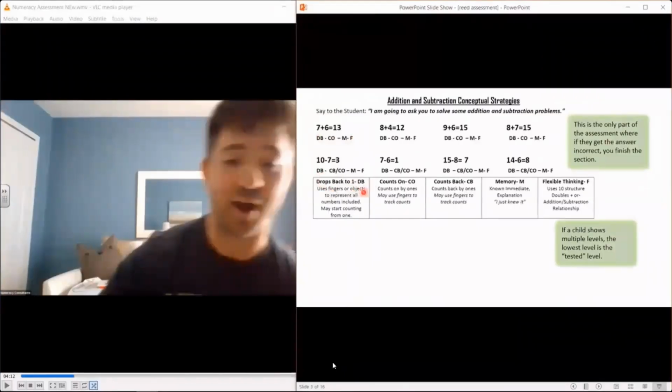It says uses finger objects to represent all objects or all numbers included. May start counting from 1. So it doesn't mean they're using their fingers to count on. It means they start at 1 and count out to 7, count out to 6, and go all the way through, okay?